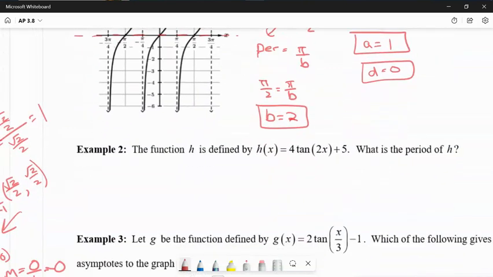The next one, it's asking what the period is, and we know what b is here. B is going to be 2. So if b is equal to 2, then the period is equal to pi over b, which is equal to pi over 2, which means that that is the period.